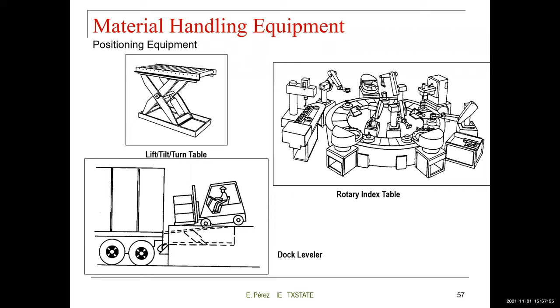So here are some examples. You have at the top on your left, the lift tilt turntable. So this gives you flexibility in terms of positioning the material or the product that you're going to work on. Also you have the rotary index table, which is fixing the product and moving that product around the specific stations in the production area.